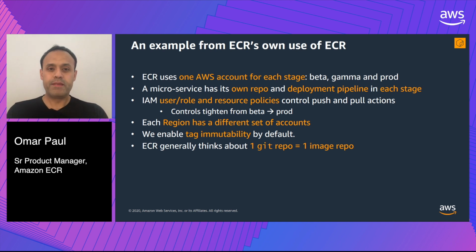So another thing we do is we use tag immutability by default. It's just a best practice for us. So I would encourage that you think about tag immutability on your repositories, definitely at least for your production ones, because this helps you pin your software to a specific version. So you always know exactly what you're running in production, right?